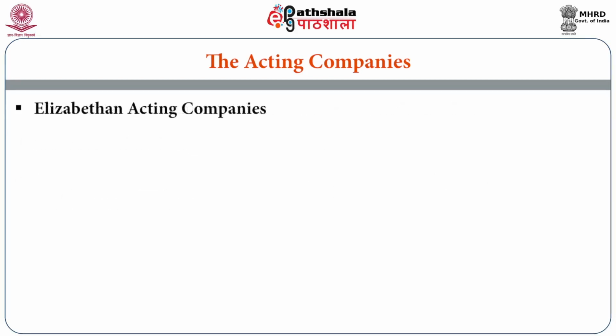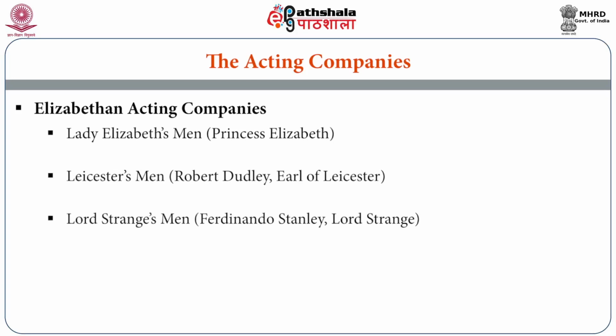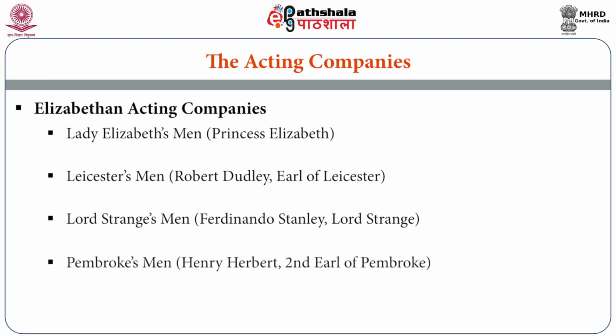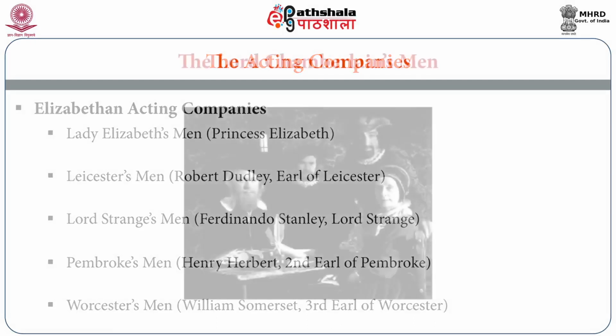The Elizabethan acting companies are: Number 1, Lady Elizabeth's Men. Number 2, Leicester's Men. Number 3, Lord Strange's Men. Number 4, Pembroke's Men. Number 5, Worcester's Men, William Somerset, 3rd Earl of Worcester.